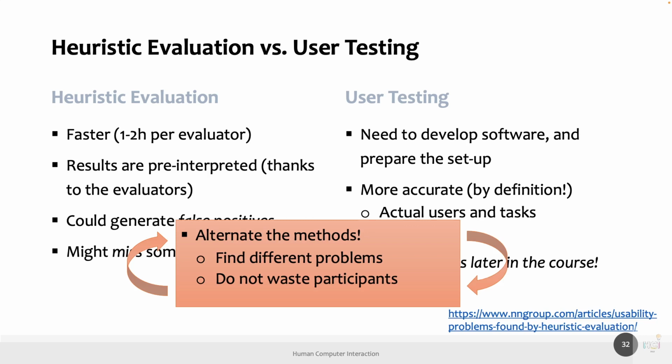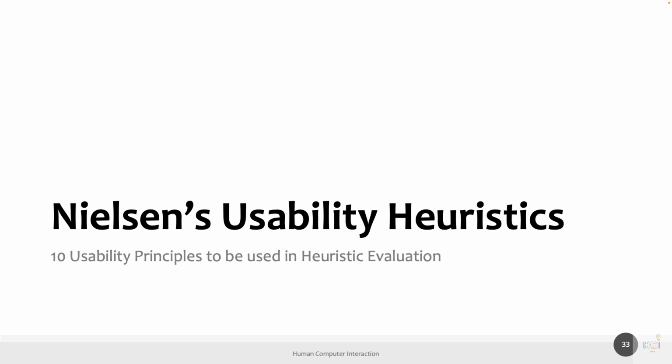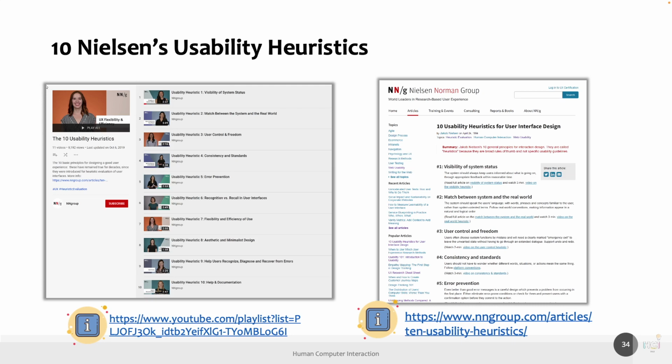Okay, I think we can skip these slides and start focusing on the heuristics proposed by Nielsen. These are 10 usability principles to be used in heuristic evaluation. You can find a lot of documentation online. Here I also linked some videos taken from the Nielsen-Norman group. Of course, you don't need to remember exactly these heuristics.